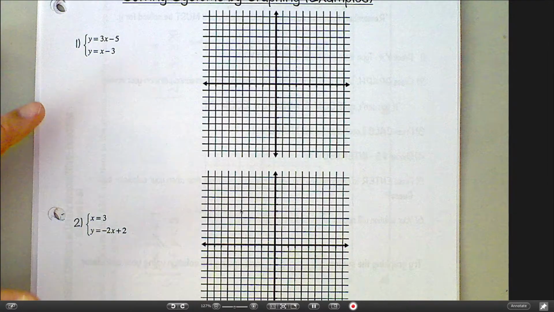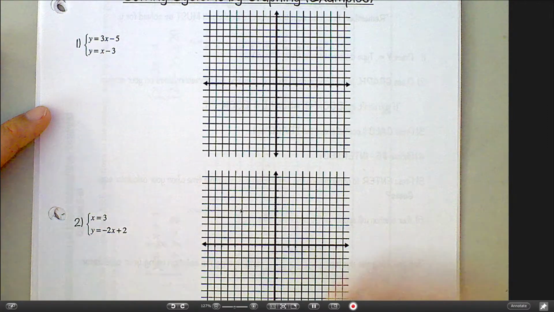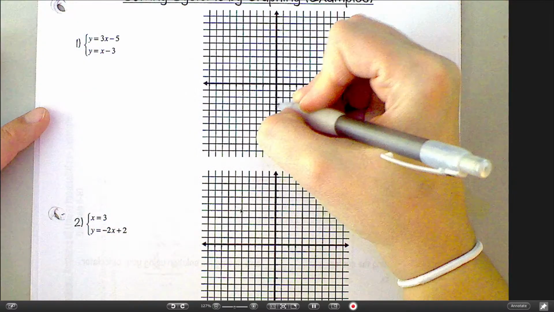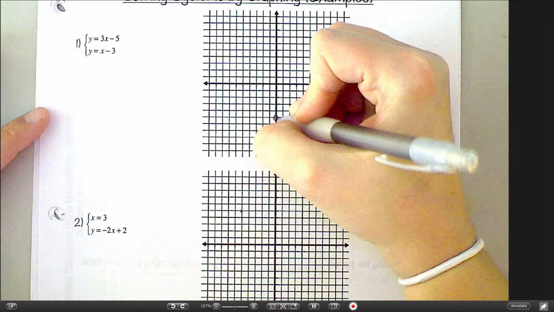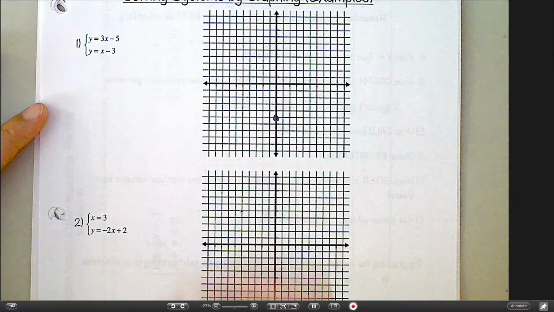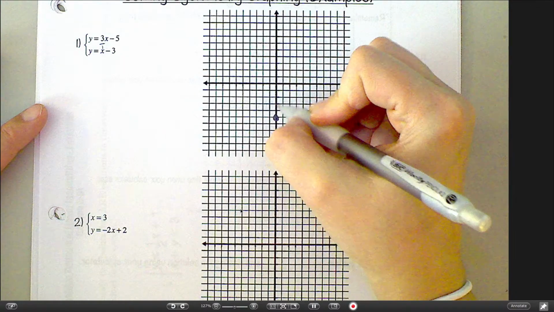How do I graph y equals 3x minus 5? Colvin, go ahead. Down 5. Down 5. That's where I'm going to start. So we're starting at negative 5. And then my slope is 3 over 1, which tells me to go up 3 over 1, up 3 over 1, over 1.